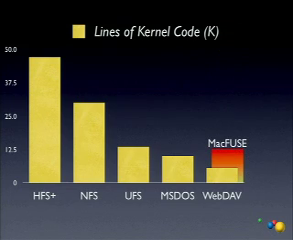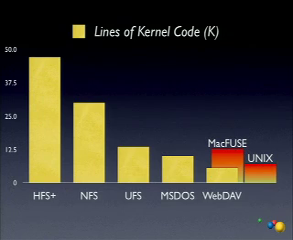And since we talked about ancient Unix in the beginning, these are the file system sizes. This is the size of the MacFuse file system. This is the size of the entire Unix kernel in 1974. The whole operating system. So times change.